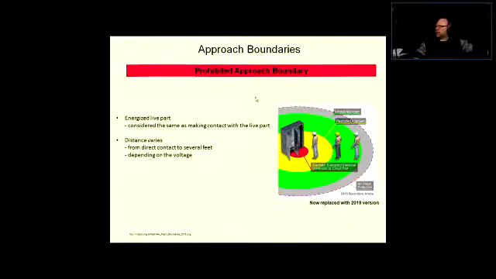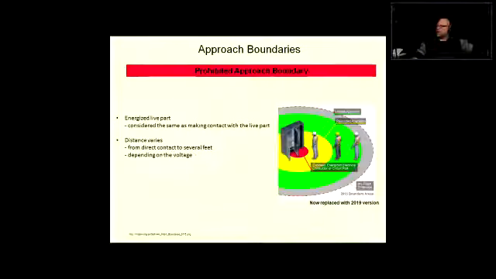Right, and here is the red zone right here. Prohibited approach boundary. Energized live part, considered the same as making contact with the live part when you're standing that close to the energy source. Distance varies from direct contact to several feet, depending on the voltage and depending on the situation, depending on the type of equipment there, right?